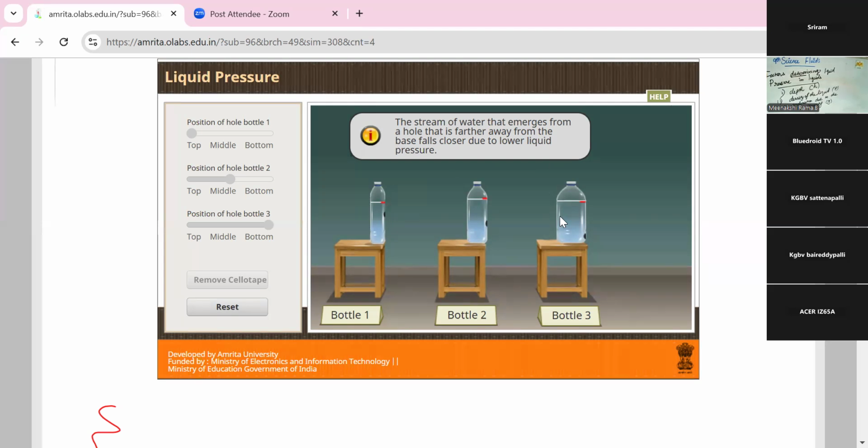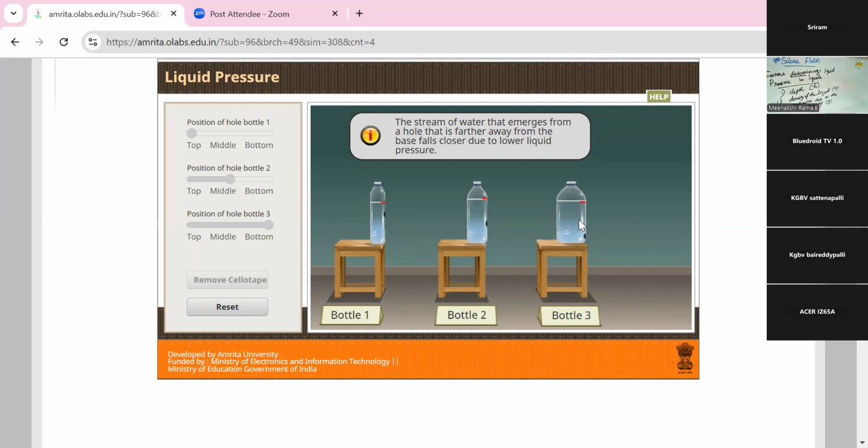So because of the pressure, at the bottom of the bottle the pressure is high, and the middle of the bottle, the second bottle, the hole is in the center part, that is the middle part. So the pressure compared to the third bottle is lower. First bottle, the hole is in the top part, so the pressure is very low. So the distance is very small. 1 centimeter, 2 centimeter, 3 centimeter because of the pressure.